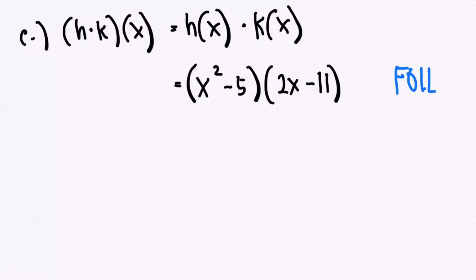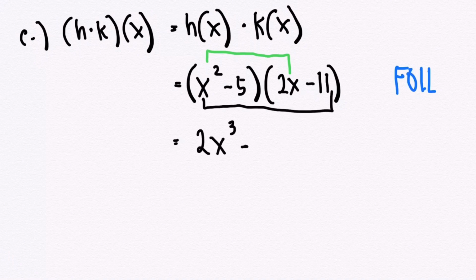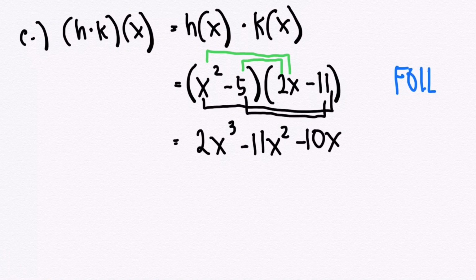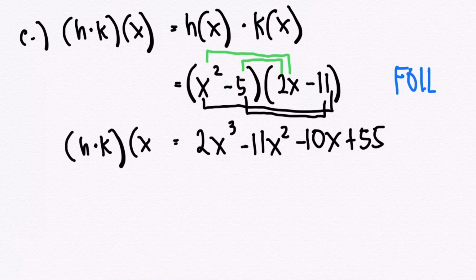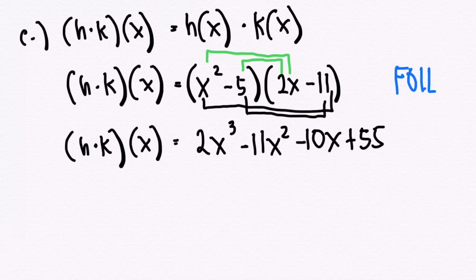So x squared times 2x is 2x cubed. x squared times negative 11 is negative 11x squared. Negative 5 times 2x is negative 10x. And negative 5 times negative 11 is positive 55. Since there are no similar terms to combine, this is already the answer. H times k of x is equal to 2x cubed minus 11x squared minus 10x plus 55.